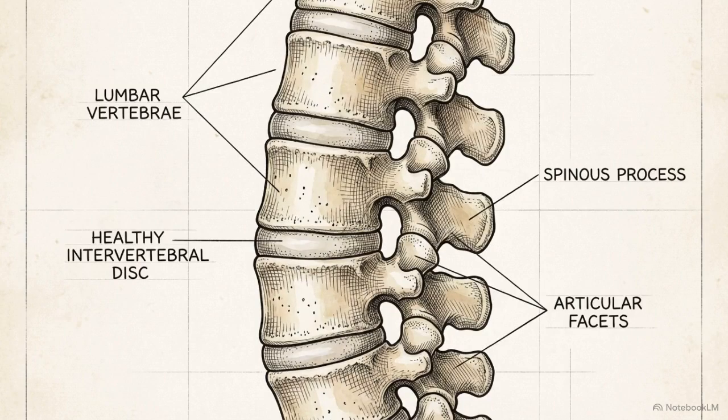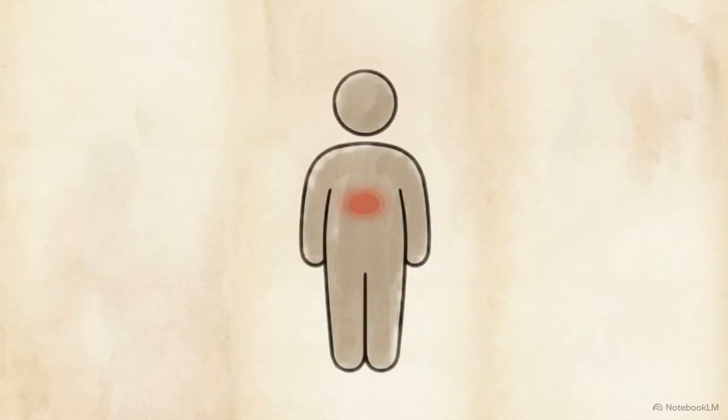Another patient presents with a pristine MRI. There is no visible nerve compression and no disc herniation, but they are entirely disabled by a deep, aching pain radiating into their glutes and thighs.